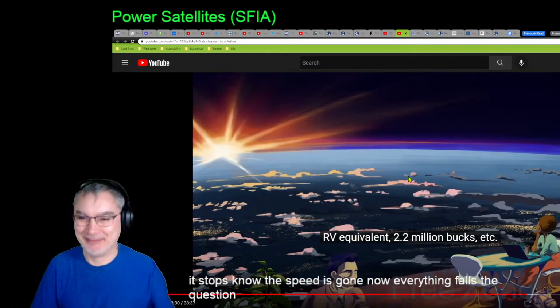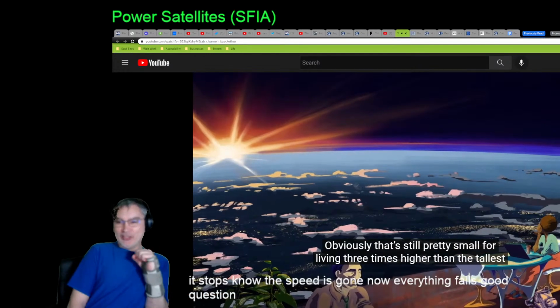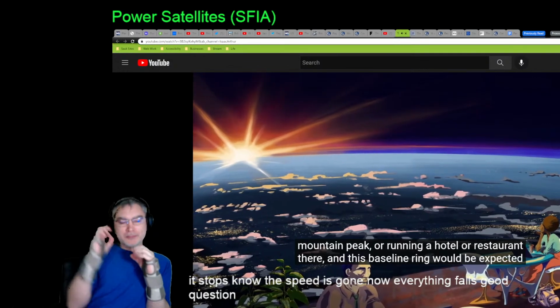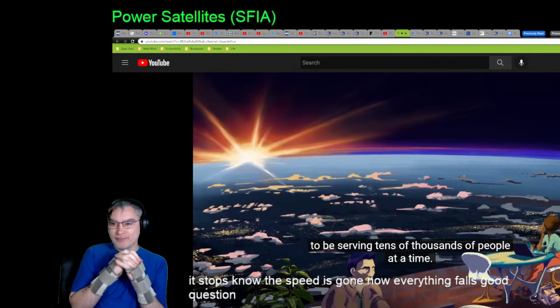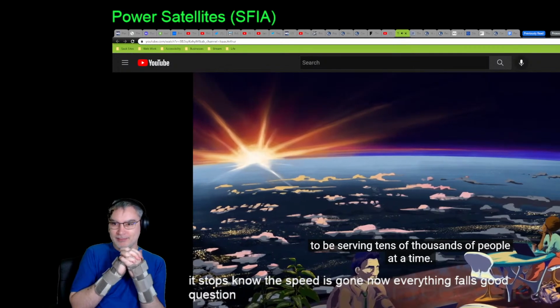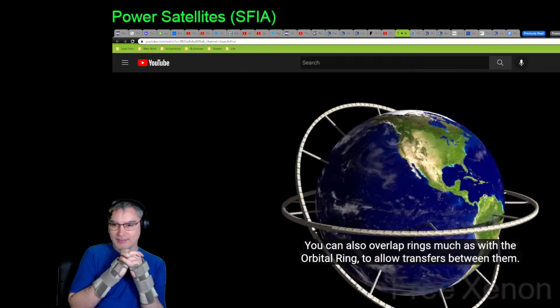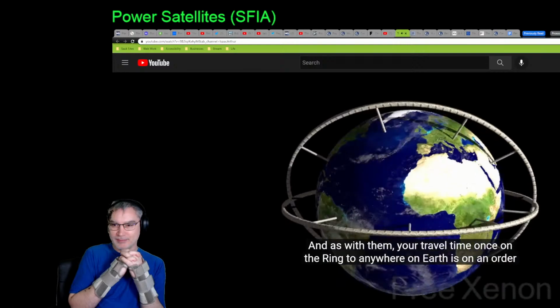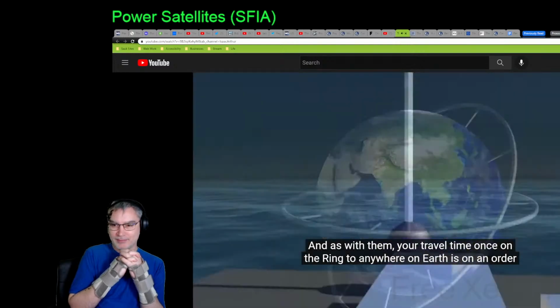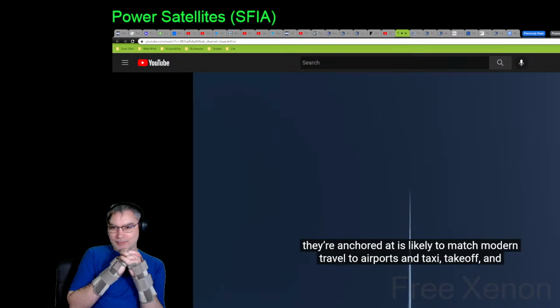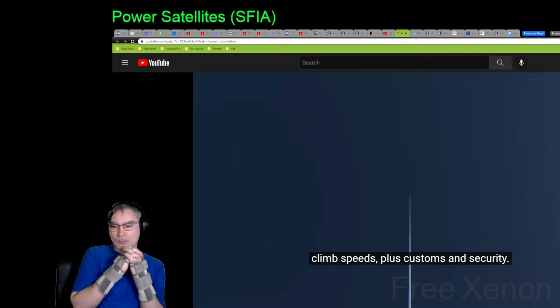Good question. Obviously, that's still pretty small for living 3 times higher than the tallest mountain peak, or running a hotel or a restaurant there, and this baseline ring would be expected to be serving tens of thousands of people at a time. You can also overlap rings much as with the orbital ring to allow transfers between them, and as with them, your travel time once on the ring to anywhere on Earth is on the order of a few hours, but getting up and down the tethers or elevators and to and from the stations they're anchored at is likely to match modern travel to airports and taxi, takeoff, and climb speeds, plus customs and security.